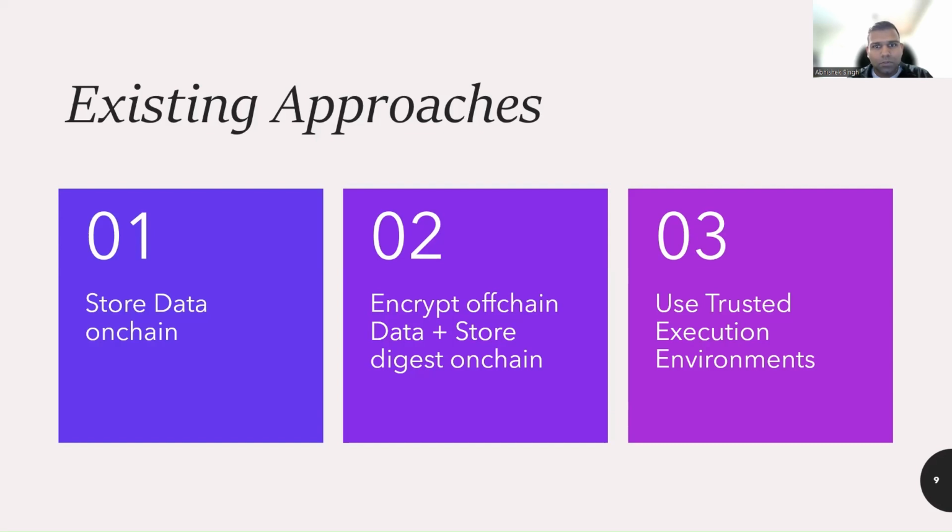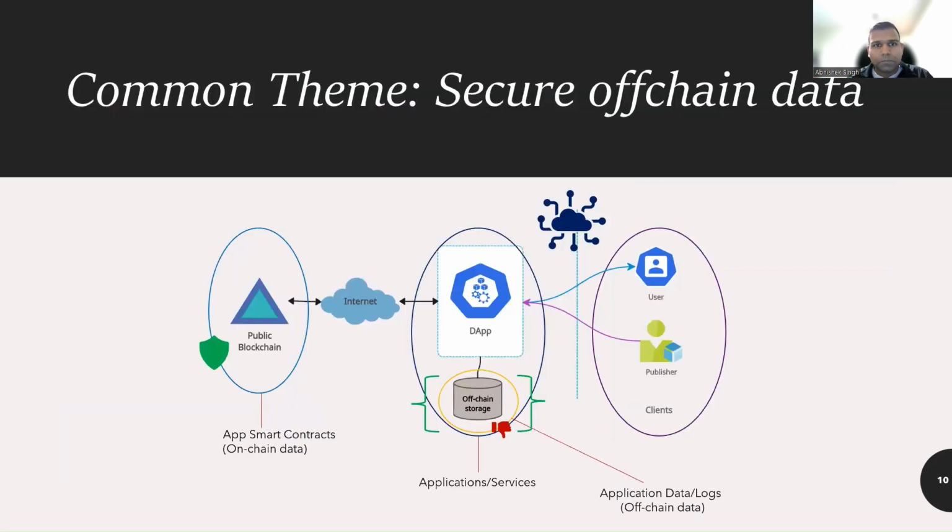The second approach is to store off-chain data in the off-chain node. However, this data is encrypted, and digests are stored on the blockchain that allow this data to be verified at a later stage. The third is to use trusted execution environments that ensure that the data that is stored on the off-chain node, as well as the process of storing and executing these requests, remains trusted. A common theme in all of these approaches is to make the off-chain storage more secure.